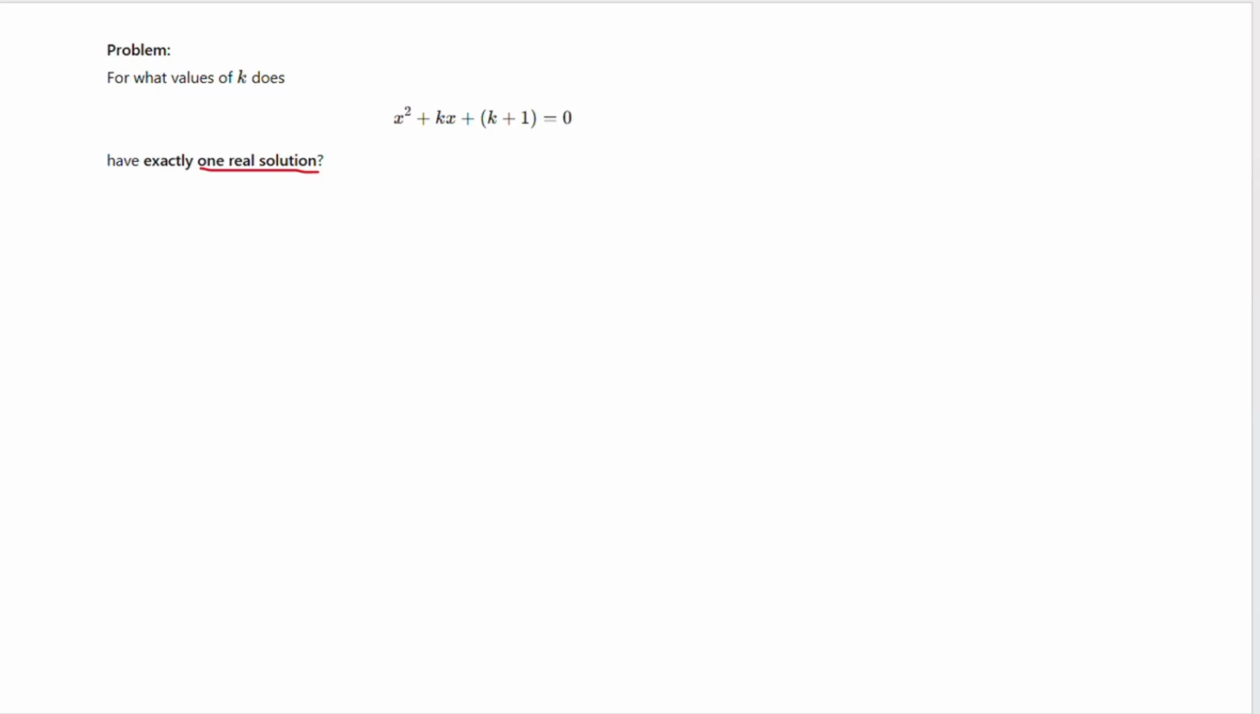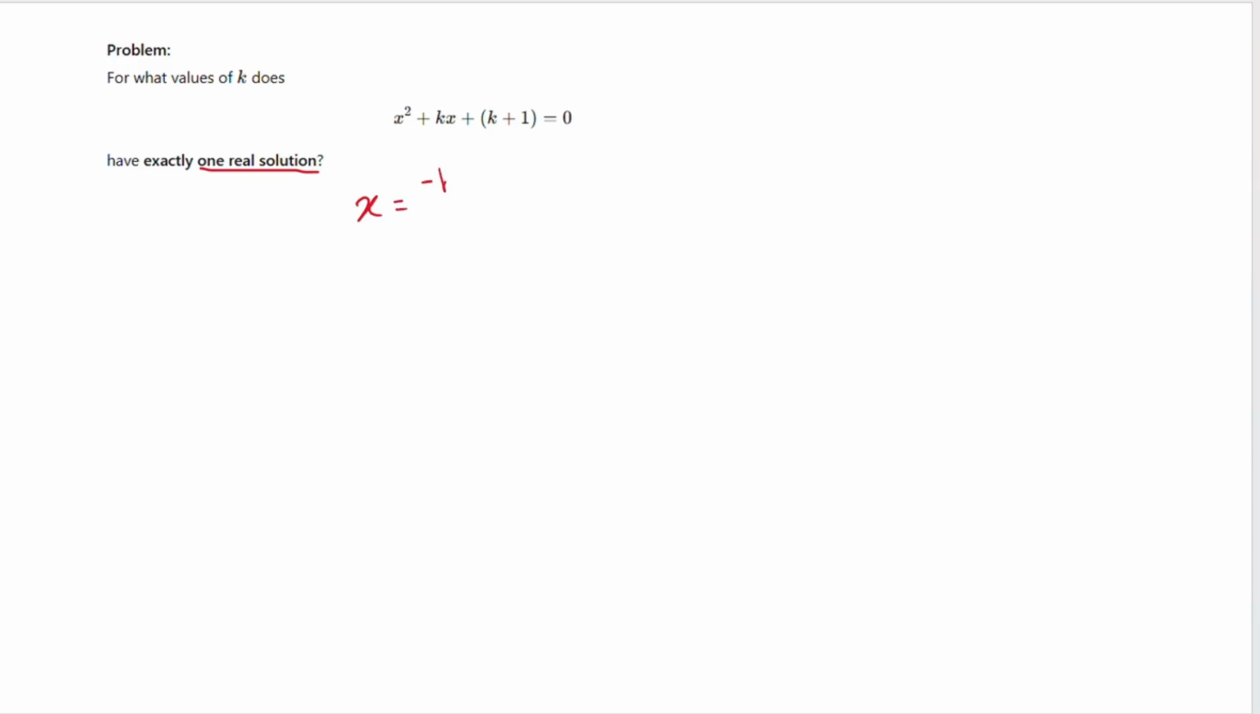So when would k give us exactly one real solution? Well, when the discriminant equals 0, the quadratic will have exactly one real solution. You might already know this, and I will elaborate on this in future videos. So what we're going to do is use the quadratic formula's discriminant to find k.